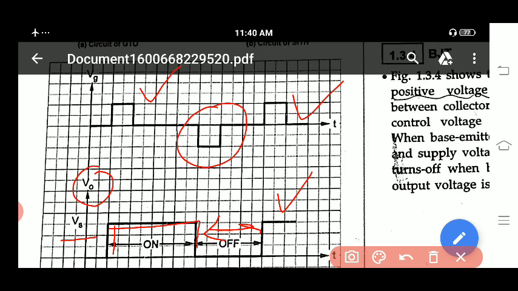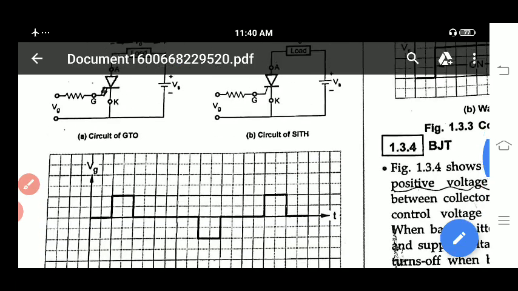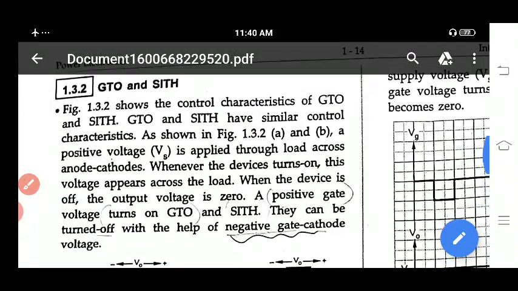So from this graph it is clear that GTO and SITH can be controlled using negative gate also. Means by applying negative gate voltage Vg, you can make this GTO and SITH off. This is the operation of this GTO and SITH. This is the control characteristic here. We'll see what they have written.